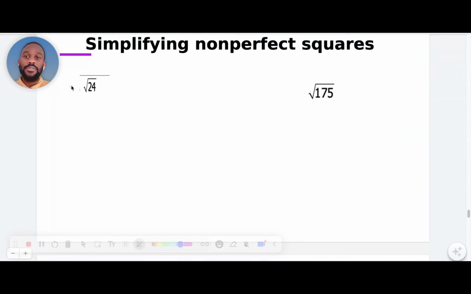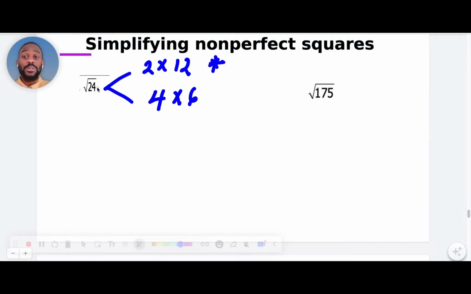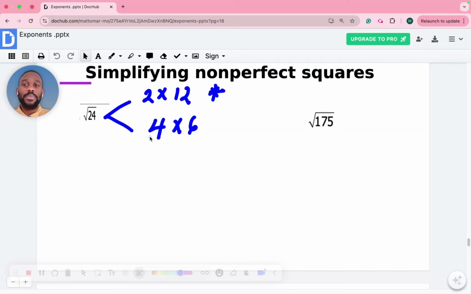We're going to be getting roots of non-perfect squares. So for example, 24, right? Think about two factors of 24, and one has to be a perfect square. This is what I mean. You could choose 2 times 12, but the question is, which one of these numbers is a perfect square? None, right? So this wouldn't be a good choice. We're looking at 24. 4 times 6. Which one is a perfect square? Do you have one perfect square? Yes, it is 4.